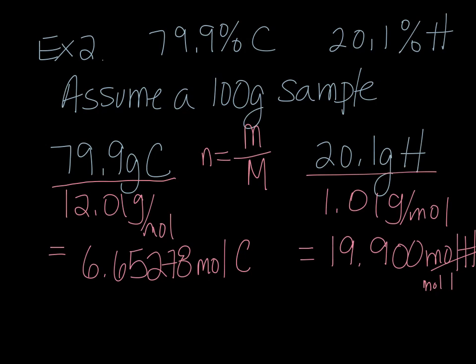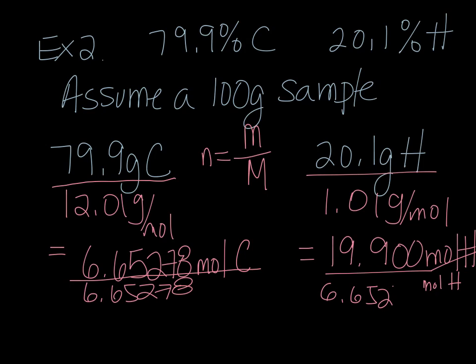Mole of H. Okay, so step 3 says divide all the moles by the smallest number to figure out the ratio. So which one of those 2 numbers is the smallest, carbons or hydrogens? Carbons, so divide both of them by 6.65278. So that, of course, is 1 carbon.